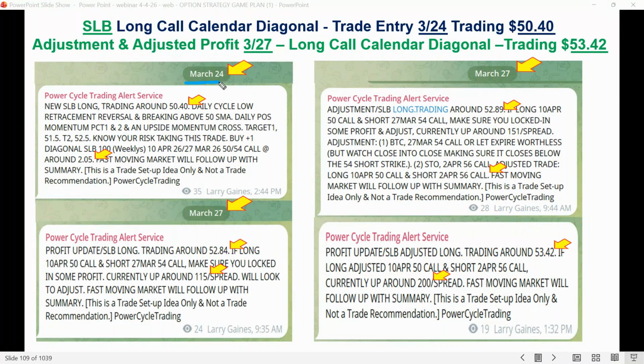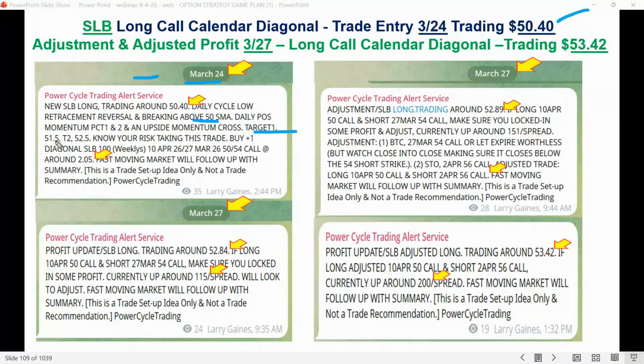And so this was set up on the 24th. Slumberjay was trading at 50.40. So you can see here it says new Slumberjay long trade at 50.40. Daily cycle low retracement reversal and breaking back above the 50 simple moving average. Daily positive momentum, cycle 1 and 2. These are my indicators. Upside momentum cross.